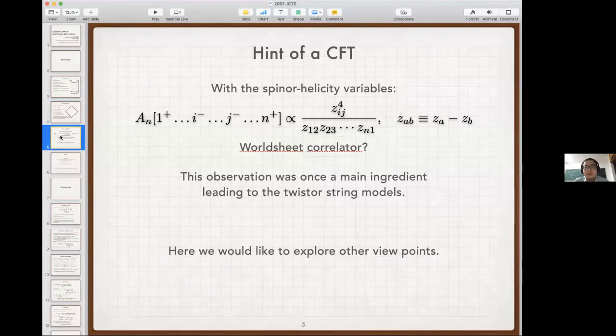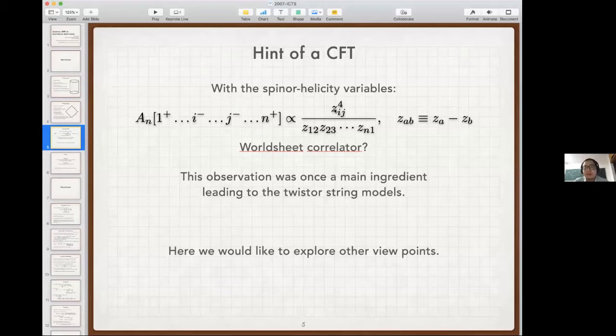So just to give you a little bit more of a hint. It is well known that if we look at some typical amplitude, for example, the so-called MHV amplitude in the pure gluon theory, and if we carefully choose the variables, the so-called spinor helicity variables, the amplitude simply takes this form, no matter how many particles it involves. And when you look at the denominator, this quantity looks pretty much like some conformal correlators living in two dimensions. So this is a very strong hint that the two sides should have some connections, right?